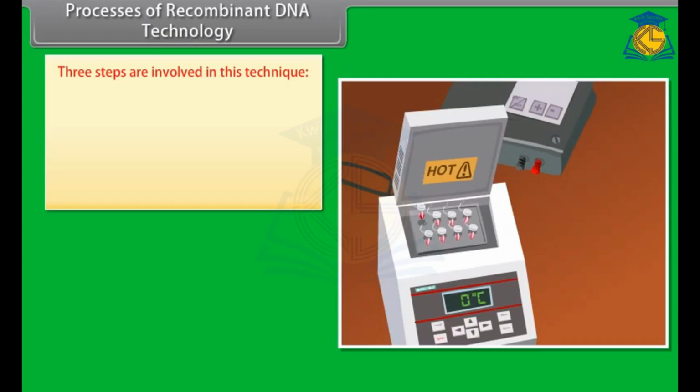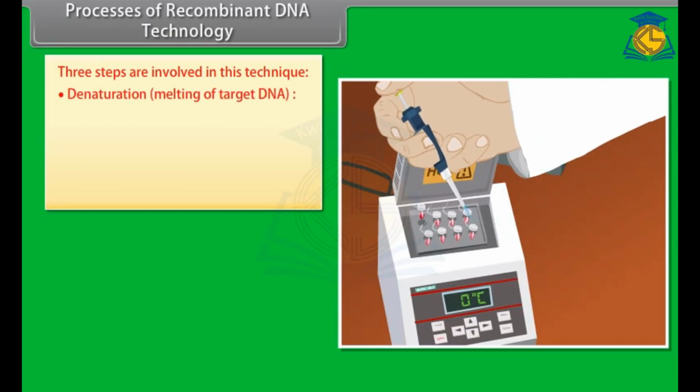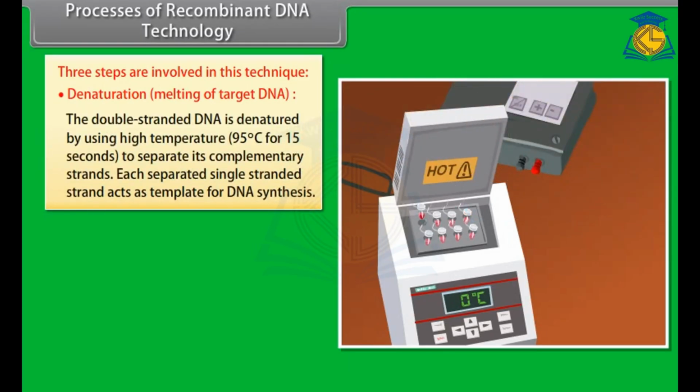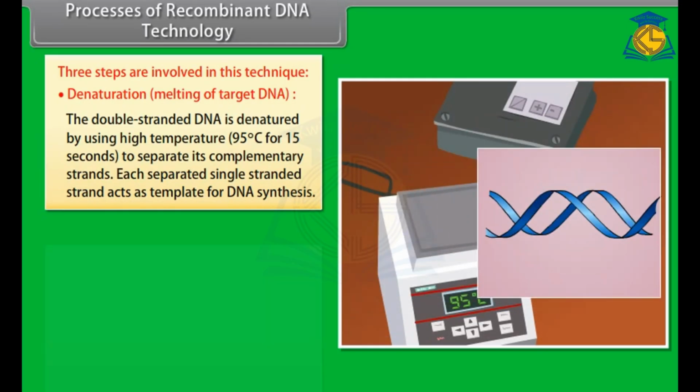Three steps are involved in this technique. Denaturation, melting of target DNA. The double-stranded DNA is denatured by using high temperature, 95 degrees Celsius for 15 seconds, to separate its complementary strands. Each separated single-stranded strand acts as a template for DNA synthesis.